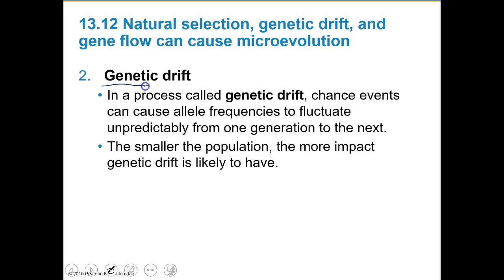Genetic drift was the second thing that we mentioned, and genetic drift is really interesting. It's more of a random thing. It accounts for the randomness that happens in the universe. In a process called genetic drift, chance events can cause allele frequencies to fluctuate unpredictably from one generation to the next. The smaller the population, the more impact genetic drift is likely to have. If it's a big population, genetic drift maybe won't make a difference, but if it's a tiny population, it tends to have a greater impact.